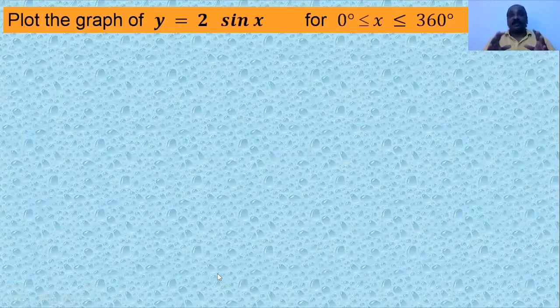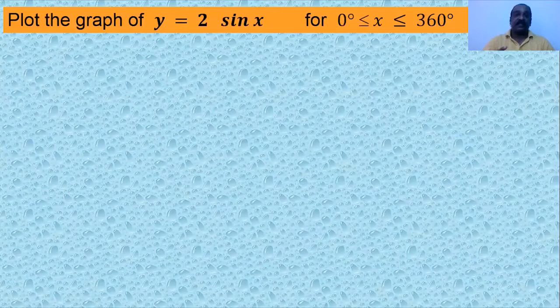Now we are going to learn the first graph. This is the basic graph. This is very important, so pay attention. This is a very, very important graph.